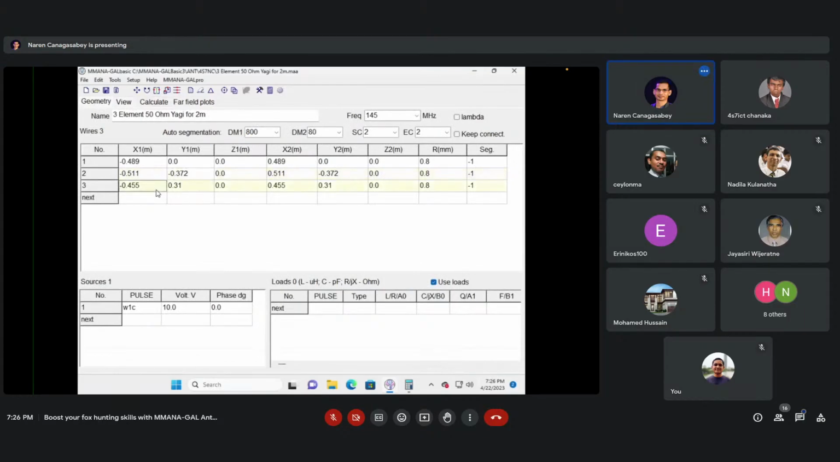Right. So again, how I got this 0.372 is 300 divided by 145 into 0.180, which gives you 0.372. So that's the spacing from the radiating element or the driven element to the reflector. Hope everyone is clear on the 0.372.